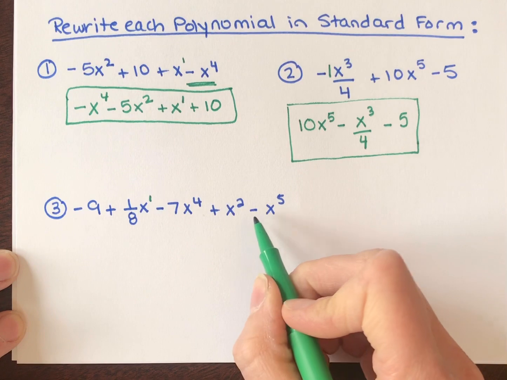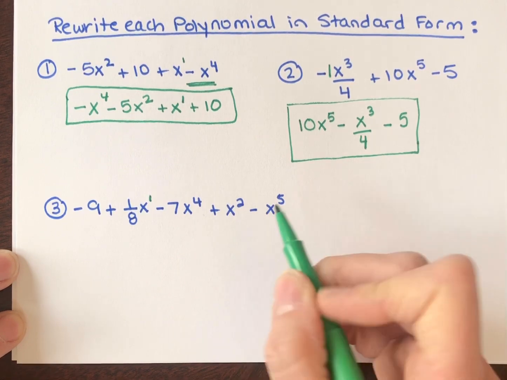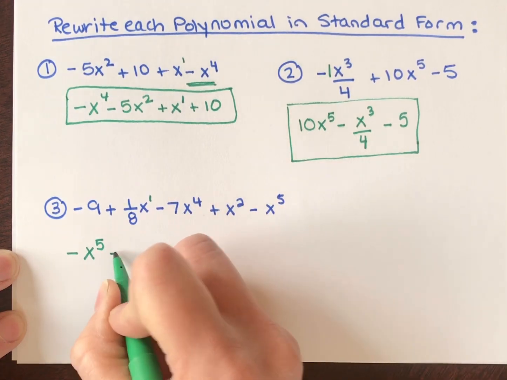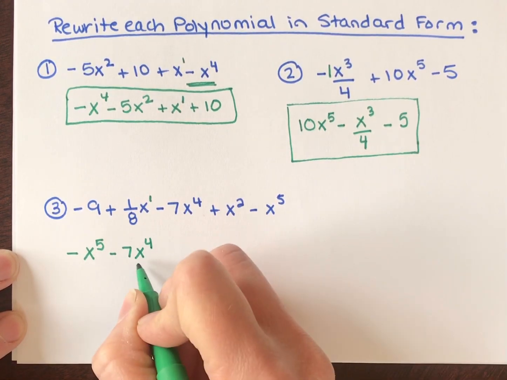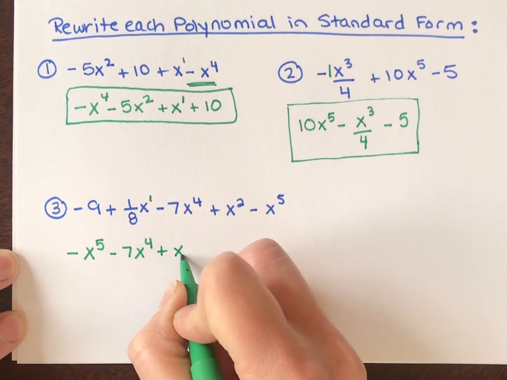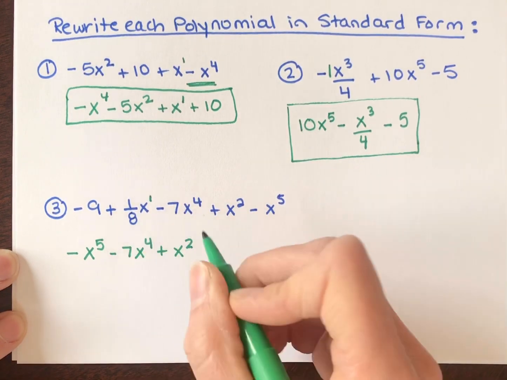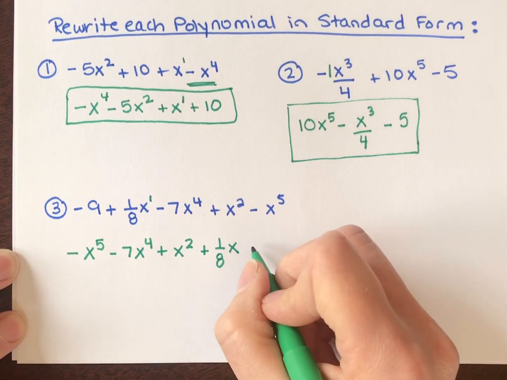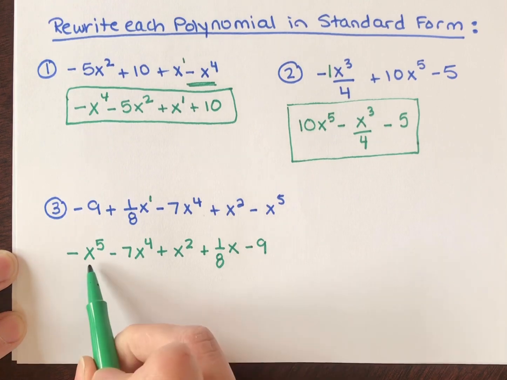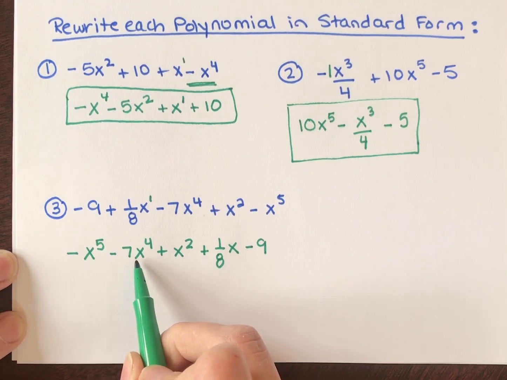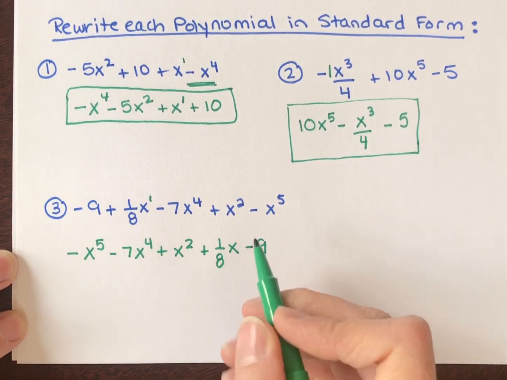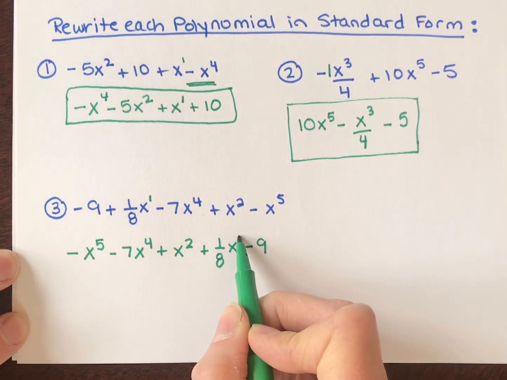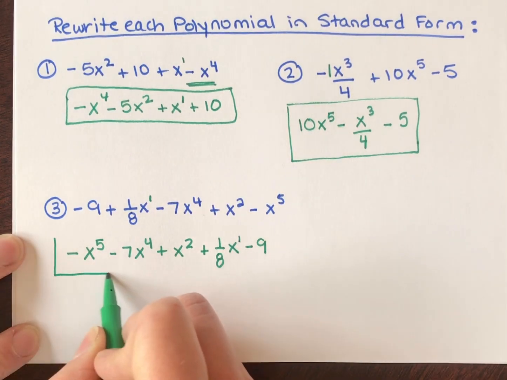Well, this x to the fifth is the biggest one, but again, I want to include the minus with it, so it's a negative x to the fifth. Then my x to the fourth term comes next, negative 7x to the fourth, followed by the x to the second term, plus the 1/8 x, and finally my constant, minus 9 at the end. So I have negative x to the fifth, minus 7x to the fourth, plus x to the second, plus 1/8 x, minus 9. So 5, 4, 2, 1, and my constant.